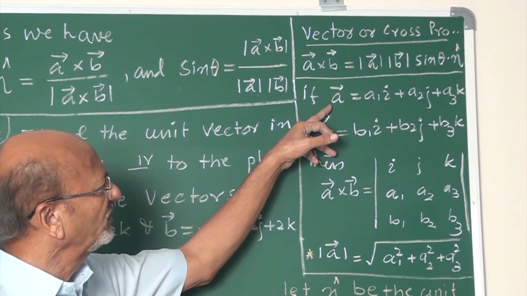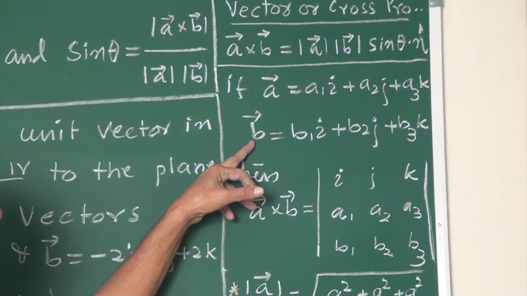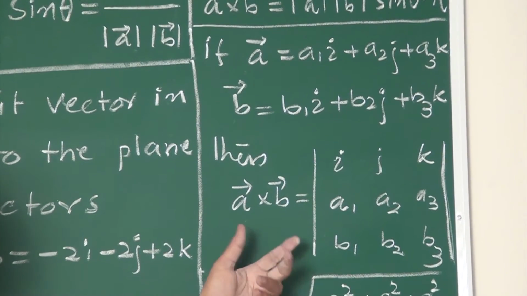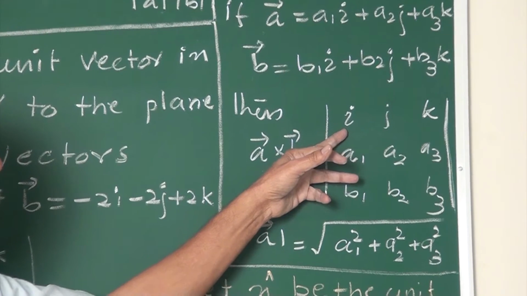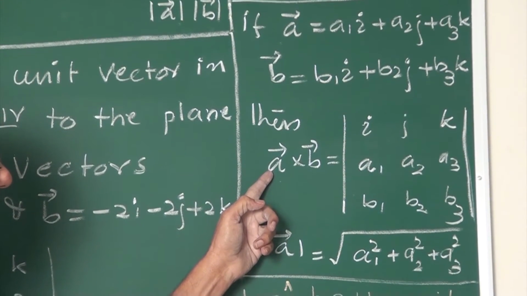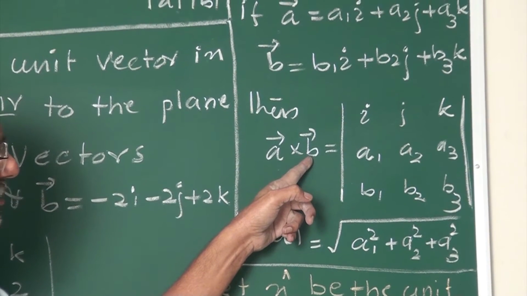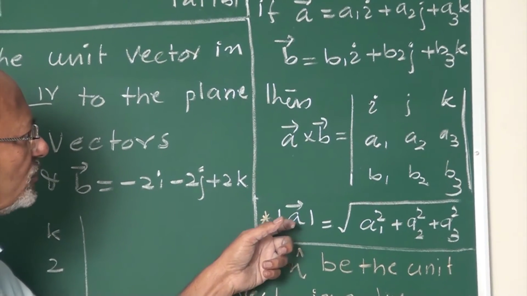If vector A equals A1 i plus A2 j plus A3 k, and vector B equals B1 i plus B2 j plus B3 k, then A cross B is a practical formula to find the value of what? A cross B is a determinant: the first row is i, j, k, the second row has the scalar components of the vector A, and the third row has the scalar components of the vector B, the second vector.